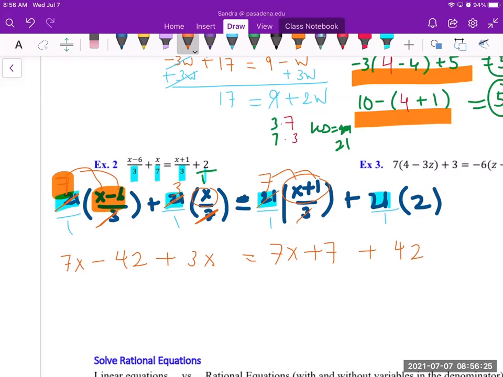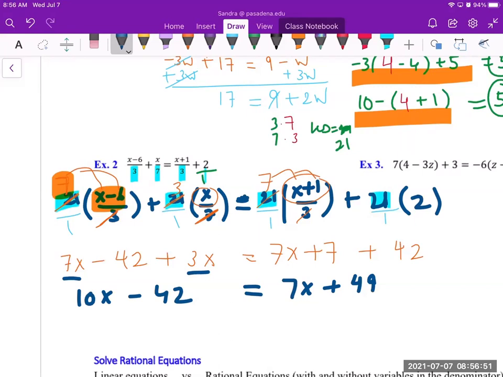Okay, what did we do? We did the first step. The first step is to clear the fractions. Okay, so now, second step, combine the like terms on each side. 7x and 3x, that gives me a 10x minus 42. That is equal to a 7x. Then I have 42 plus 7, that gives me a 49.